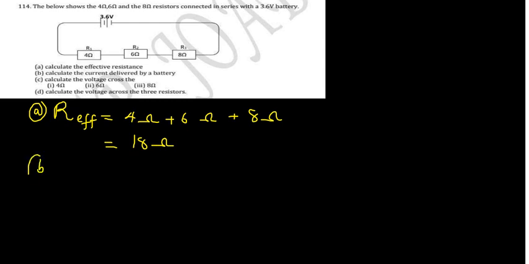And then for B, calculate the current delivered by the battery. We already know that voltage is current times the resistance. This is the effective resistor or the total resistor. Voltage is 3.6. That will be equal to current multiplied by the effective resistor, which is 18. So to remain with the current, we divide 3.6 by 18.